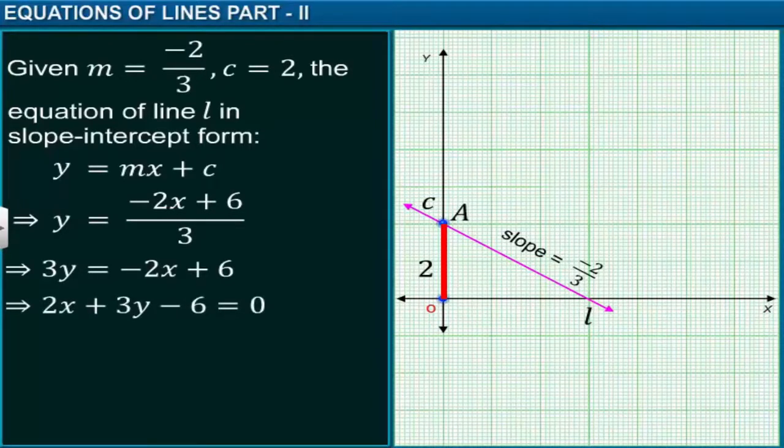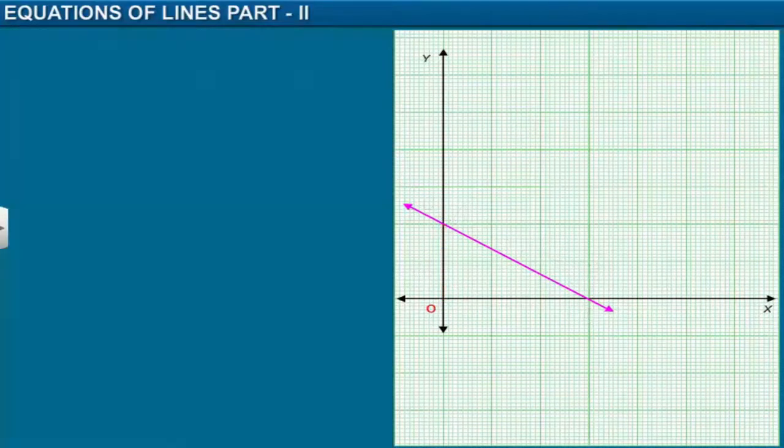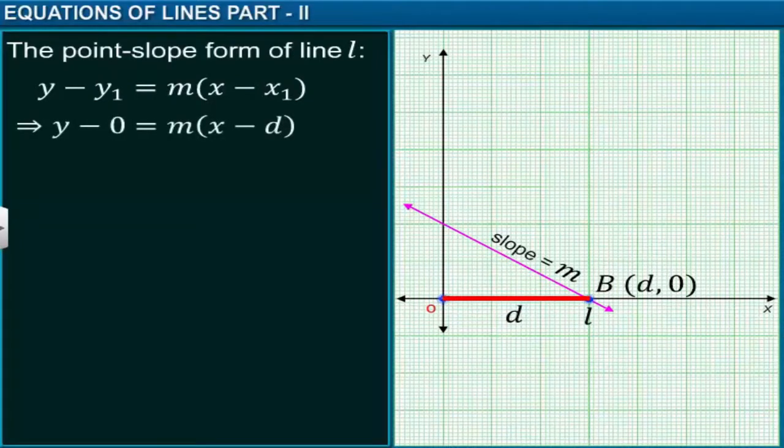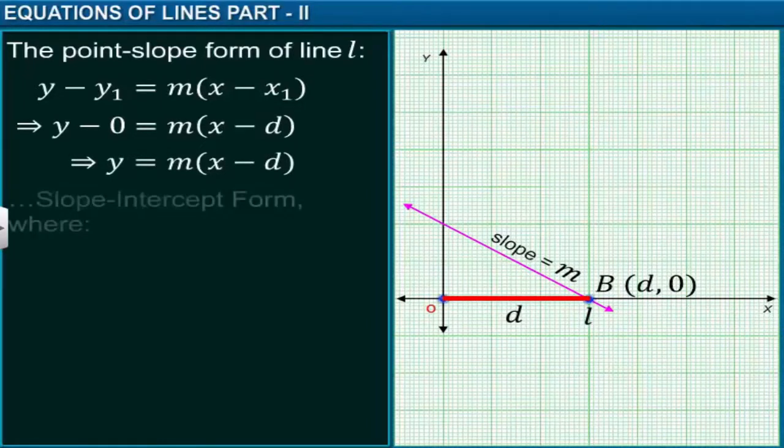Now, consider a line L with slope m whose x-intercept is given as d. This means that the given line passes through the point (d, 0). Putting the values of the slope of the line and the coordinates of point B in the point-slope form and simplifying, we get the required equation as y is equal to m into (x minus d). This is the slope-intercept form of the equation of a line with slope m and x-intercept d.